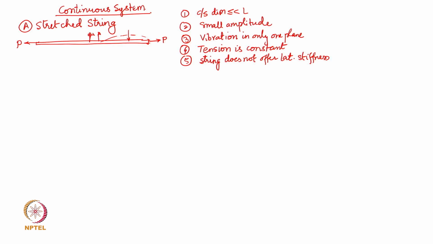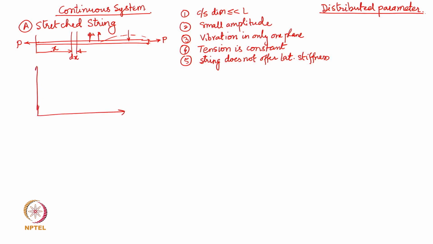a stretched string. Because we are going to consider this as a distributed parameter system, we are not going to lump any mass or stiffness along the length of the string. All the properties are going to be a continuous function of the coordinate x, along its axis. So in such cases, we consider a small element at a distance, let's say x, and that small infinitesimal element of length dx is going to be considered as an element under the action of a variety of forces.